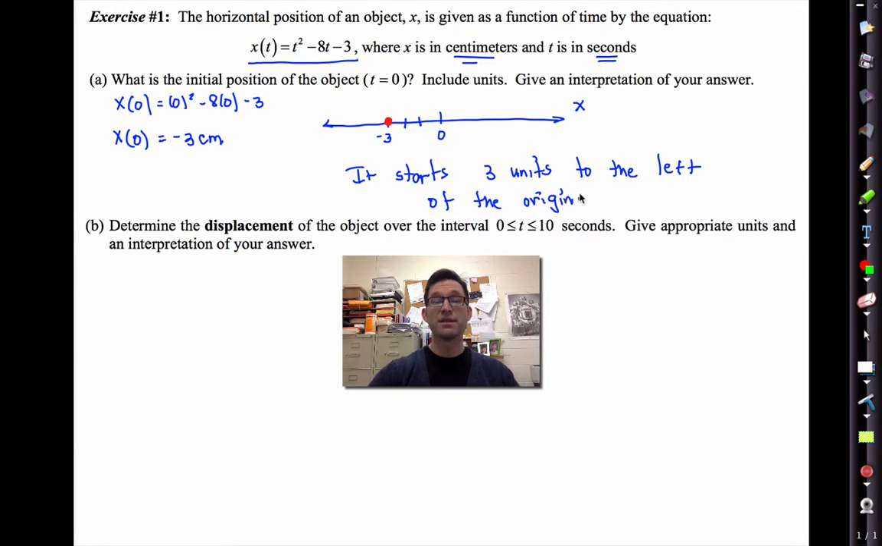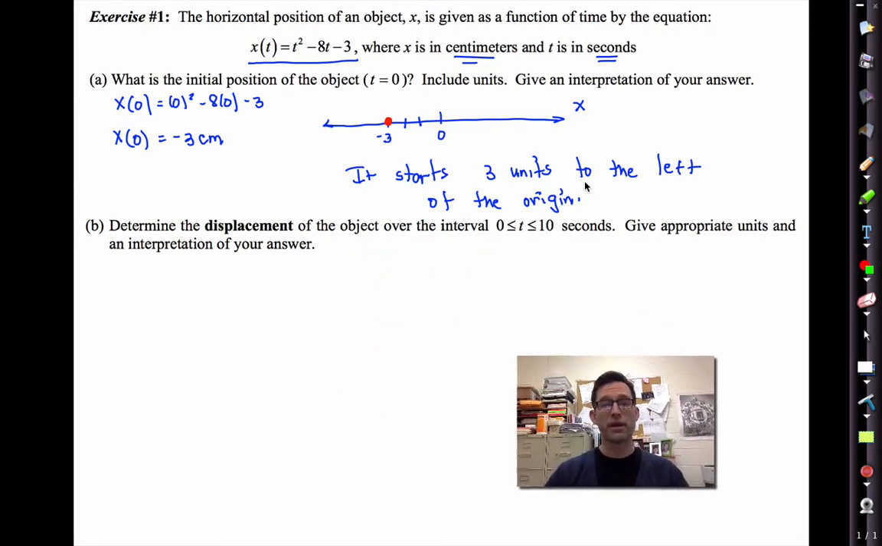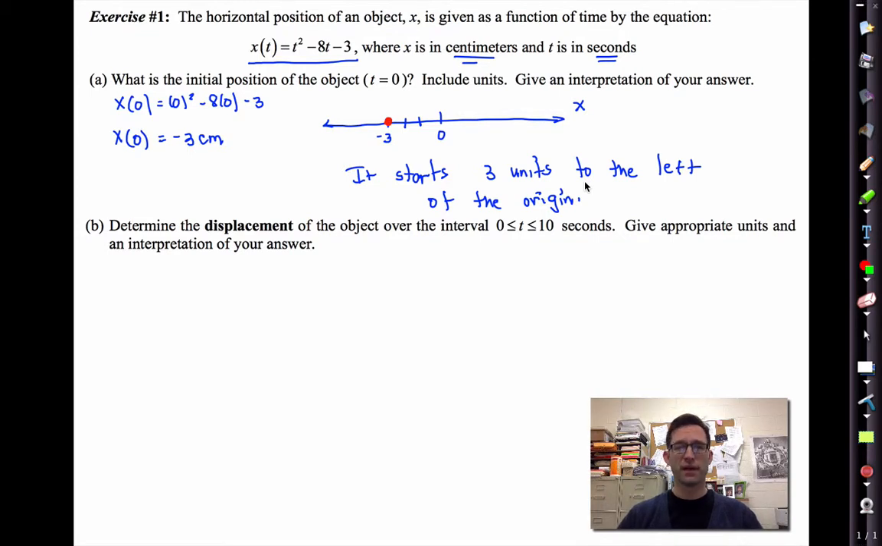It doesn't tell us anything about which direction it's moving in. It doesn't tell us anything about whether it's moving at all at t equals 0. All we know is that if we took a picture of this object right when we started our stopwatch, that's where it would be located. Make sure to really understand that.